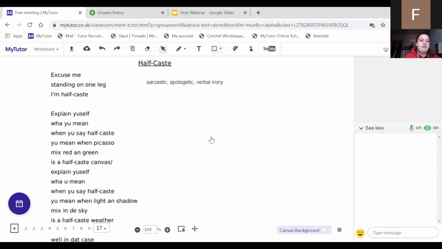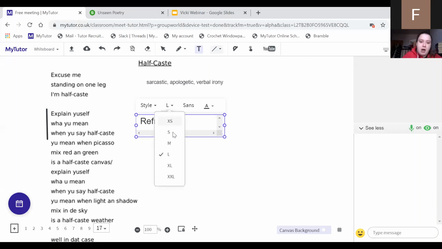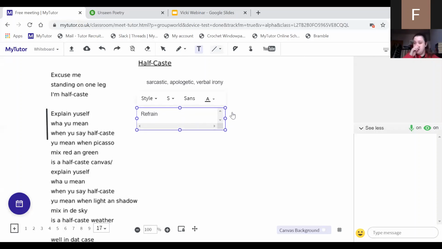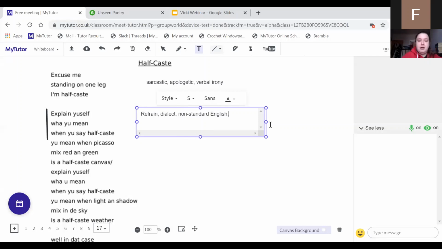So explain yourself what you mean when you say half-caste. Now, these 3 lines come back time and time again. So we've got a refrain going on here, which is really nice. Don't often see them in poems, well, at least in the bundles that you guys will be studying. We can also notice that he's using dialect, so he's using non-standard English to demonstrate that. So he's using that to establish his background.